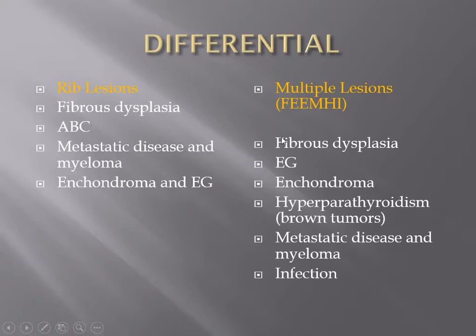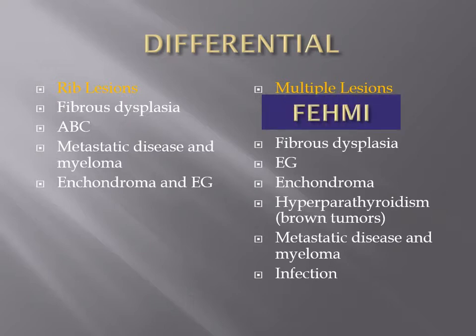One of the differentials mentioned at the end of the chapter is the rib lesions: fibrous dysplasia, aneurysmal bone cyst, metastasis, myeloma, enchondroma, eosinophilic granuloma. And also multiple lesions, specifically multiple ones; they give synonyms, but we suggest another name, which is called FEGNOMASHIC, where F represents fibrous dysplasia, eosinophilic granuloma as well, enchondroma, hyperparathyroidism, and the M is metastasis and myeloma, and infections.